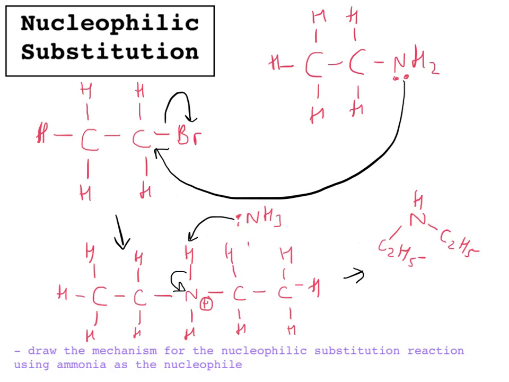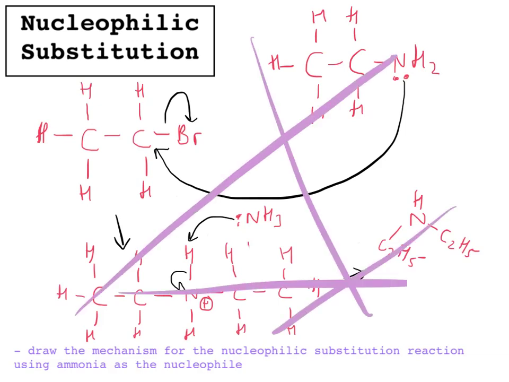Now this will happen if this is just left to run of its own accord, and you can stop this happening in one way, and that is to ensure that this molecule here will bump into and react with an ammonia rather than the products that you're making. And so to stop this from happening, you need an excess of ammonia.